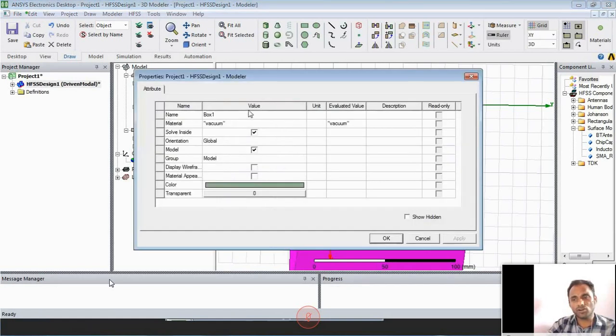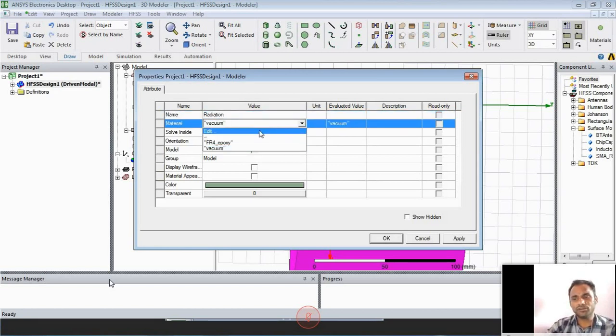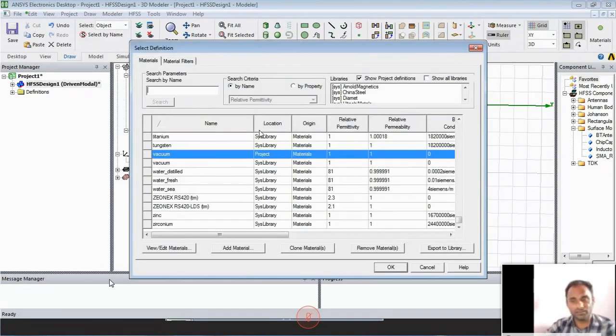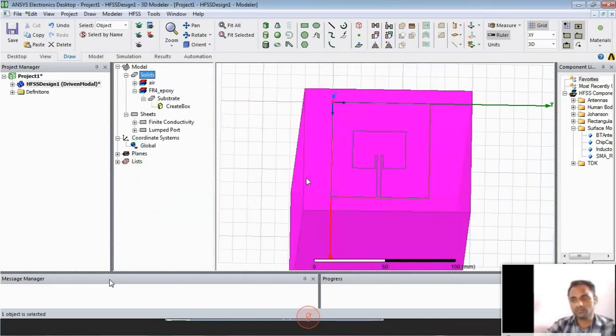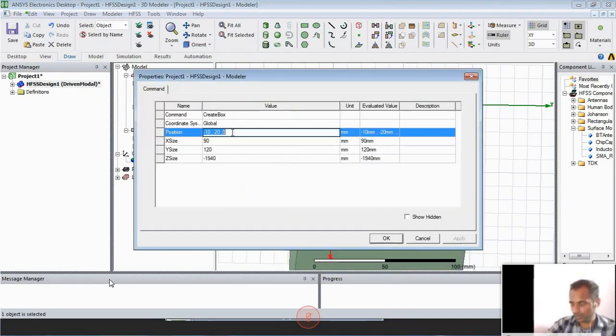Then right click on that box. That box is converted into a radiation box. Then we need to change the material from vacuum to air, because air is our medium, so I'm selecting air. Then again go for create box.